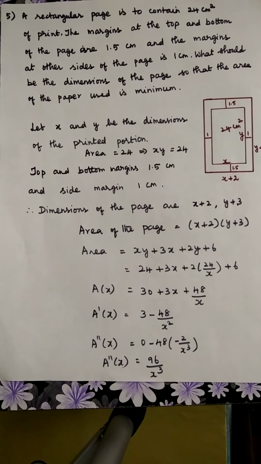Exercise 7.8, question number 5. A rectangular page is to contain 24 centimeter square of print. The margins at the top and bottom of the page are 1.5 centimeter and the margins at the other sides of the page are 1 centimeter. What should be the dimensions of the page so that the area of the paper used is minimum?